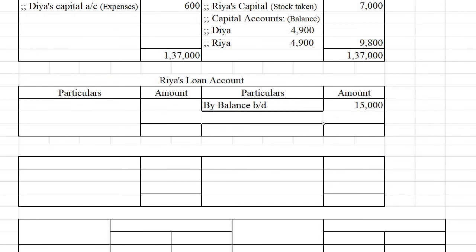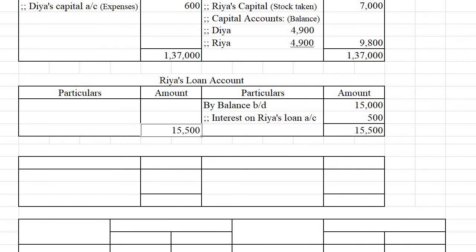Okay. And we have to pay interest on Ria's loan. Interest on Ria's loan we have calculated there, 500 rupees. That 500 we have to write here. So the total amount is 15,500, right? That is taken to the credit side. Sorry, here Ria's loan we cannot keep as balance carried down because it is to be finally settled. So that will be written as to cash.